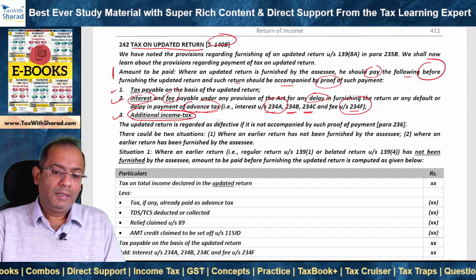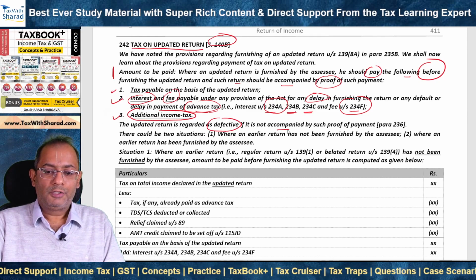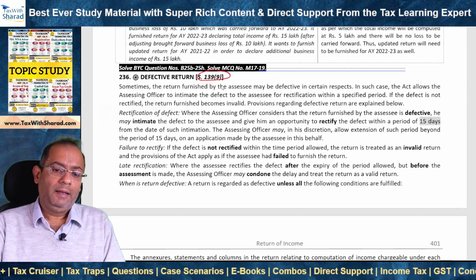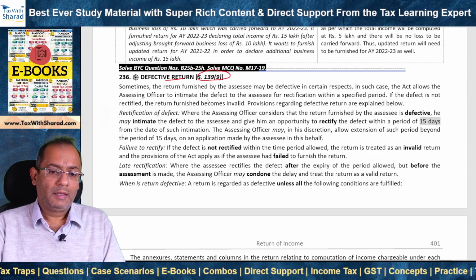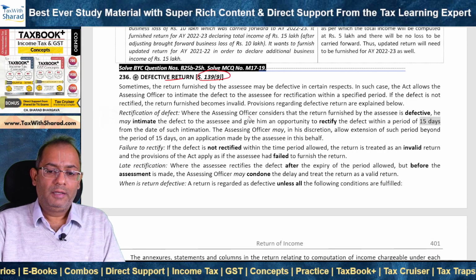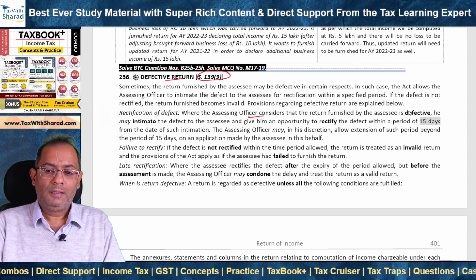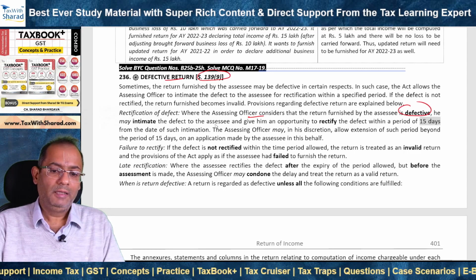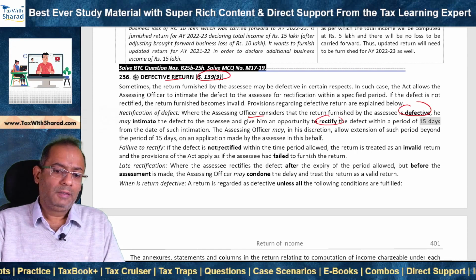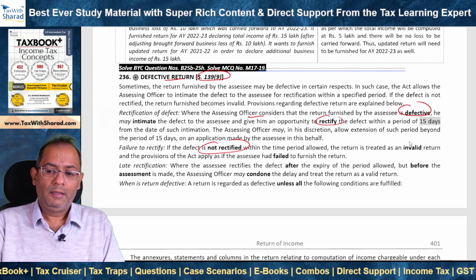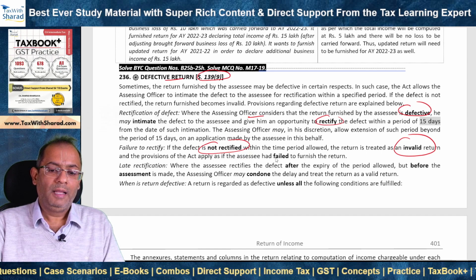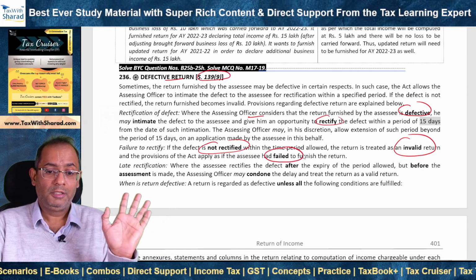The updated return is regarded as defective if it is not accompanied by such proof of payment. We know that section 139(9) deals with the provisions in respect of defective return. As per these provisions in brief, where the assessing officer considers that the return furnished by the assessee is defective, then he can intimate the defect and give him an opportunity to rectify. If the defect is not rectified, then the return is treated as an invalid return, and the provisions of the Act apply as if the assessee had failed to furnish the return, right?